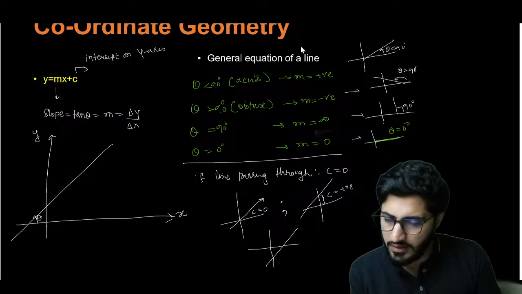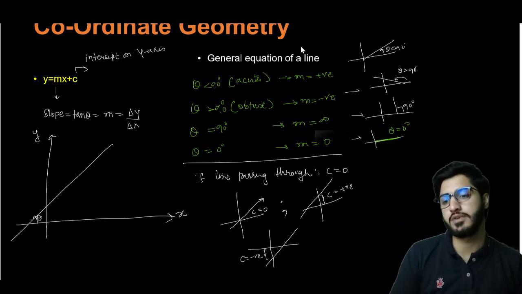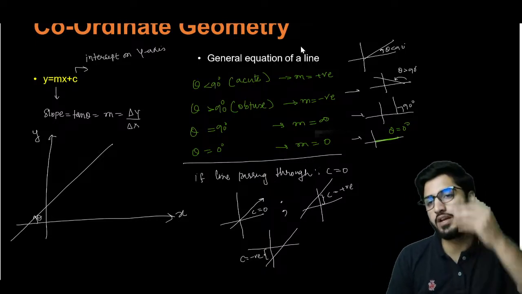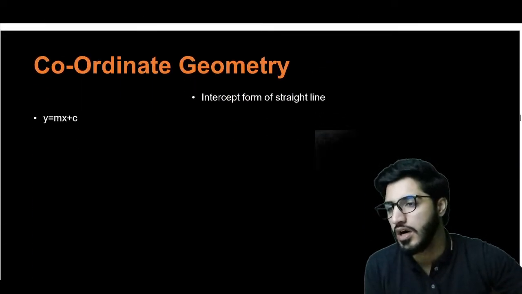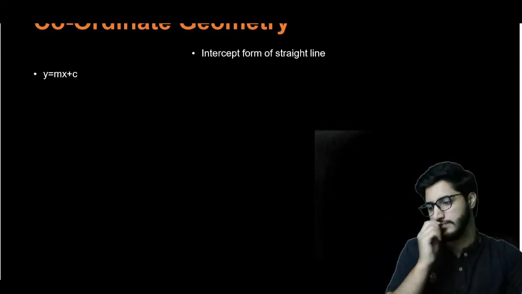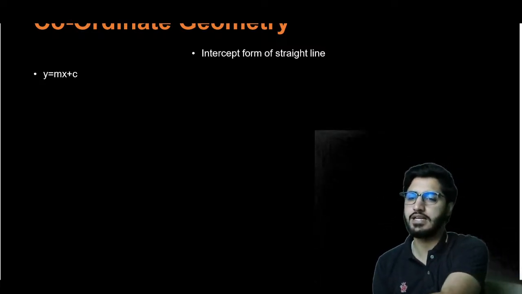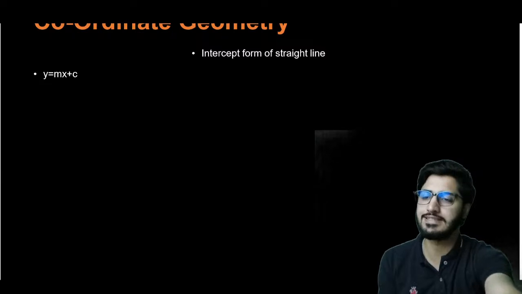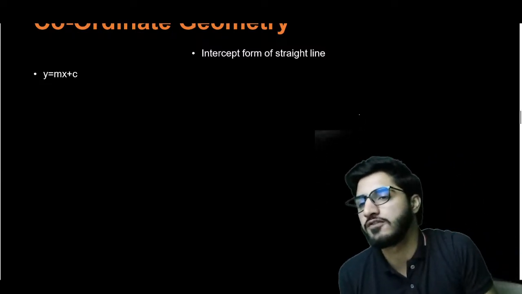If we are dealing like this, so this c here is negative. This is the meaning of the intercept on the y-axis. We are only interested in the y-axis. Now we are having the intercept form of a straight line. That is, if we are having some straight line, what is its equation in intercept form?